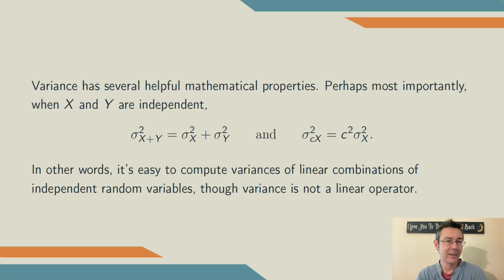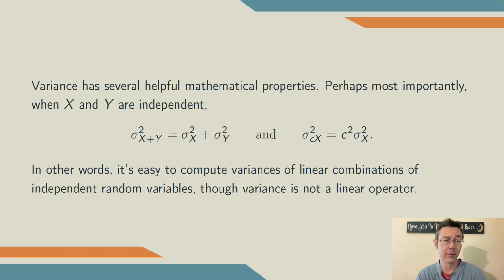In particular, if x and y are independent random variables, so the outcome of one doesn't give you any information about the outcome of the other, then the variance of the sum is the sum of the variances. And for any random variable x, the variance of a constant times x is that constant squared times the variance of x. So you just have to be a little bit careful when you factor out that constant that you also have to square it as you factor it out.